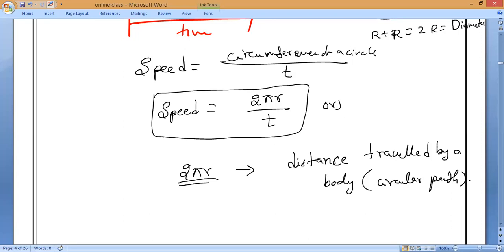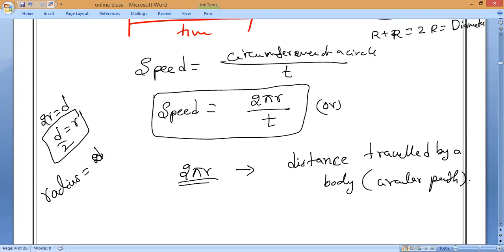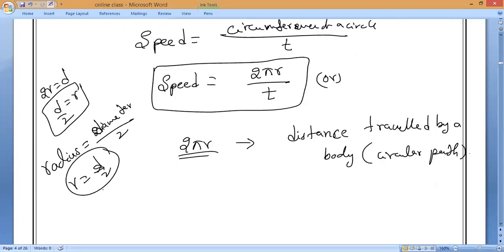Or else, as we all know, 2r is equal to the diameter d. So 2r is equal to d, and now r is equal to d by 2. Is it yes or no, guys? Please respond. Yes, sir. So radius is equal to the diameter divided by 2. That is what you have to remember. So in place of r, can I write d by 2? Is it right or wrong? Yes, sir.